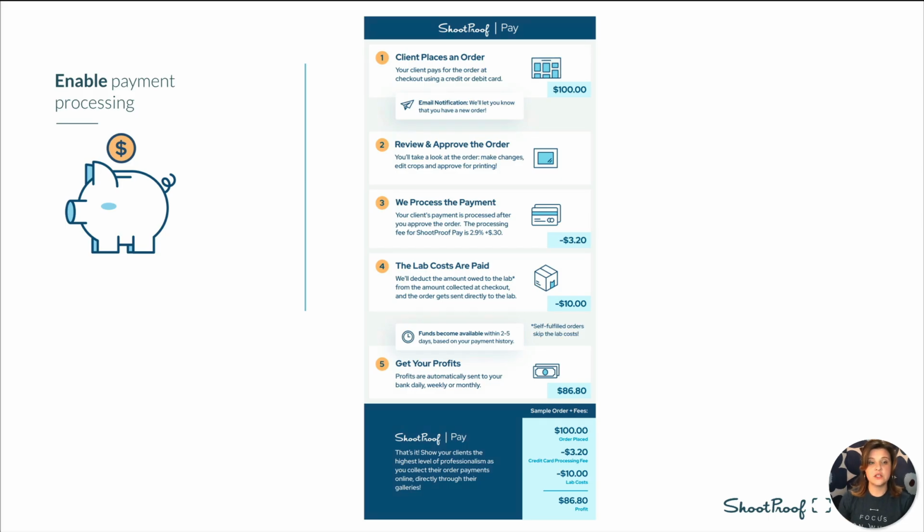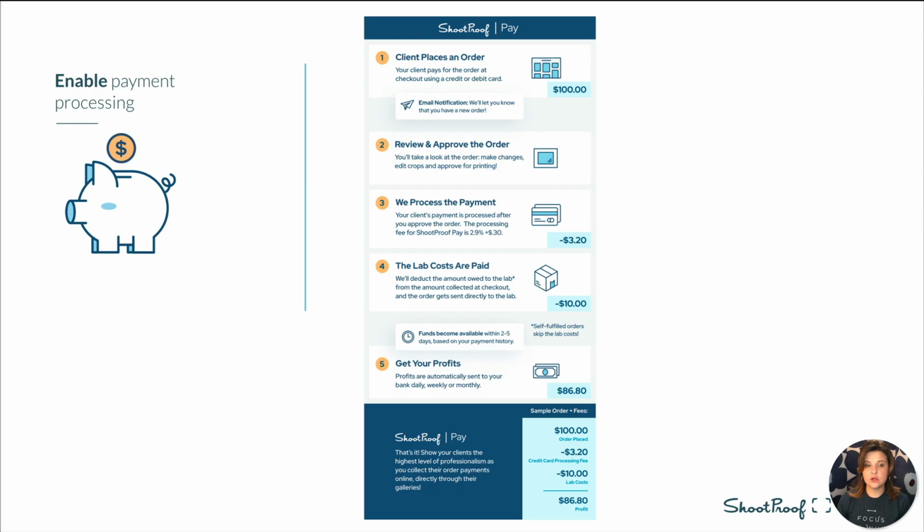Then you are going to submit that order to the lab, and when you submit that order to the lab is when that payment is going to happen. So that's when we're going to charge your client that $100. This is also when we'll take the processing fee, so in this case it's $3.20. And then this is also when we take the lab costs and give them to the lab. So we're going to take that $10 of lab costs and we're going to pay it to the lab. The funds will become available again within 2 to 5 days. And then you'll get your profits in your ShootProof Pay account.